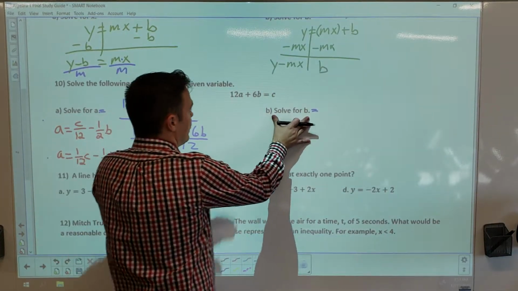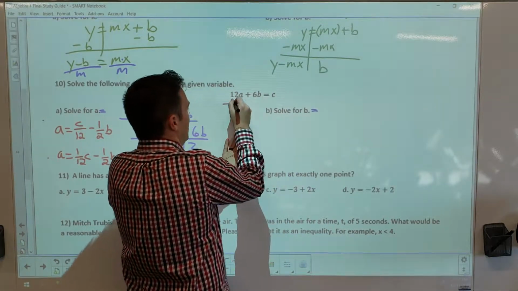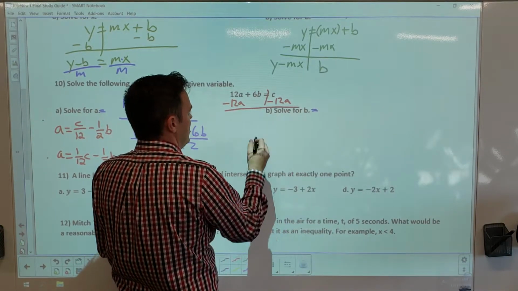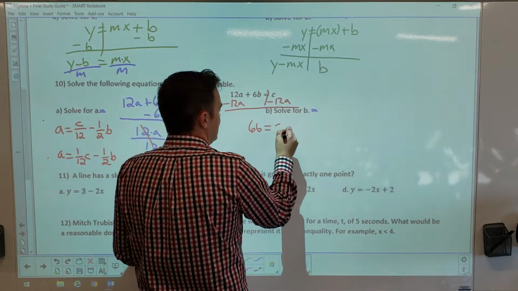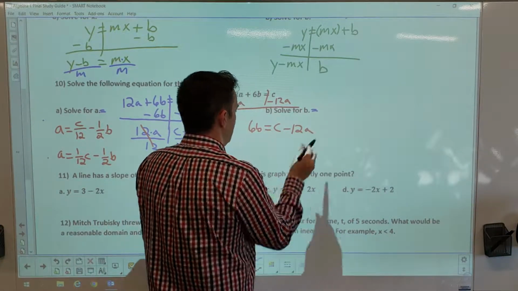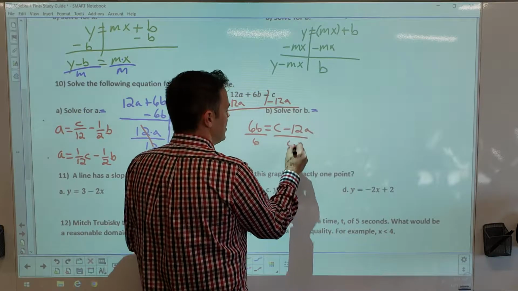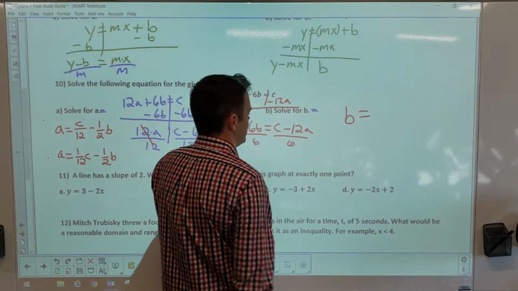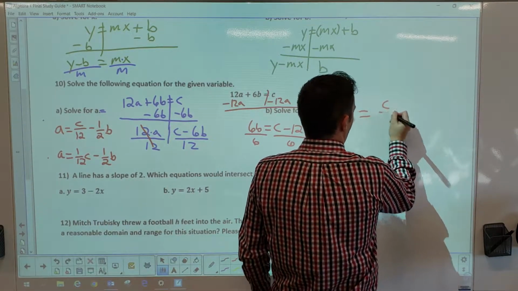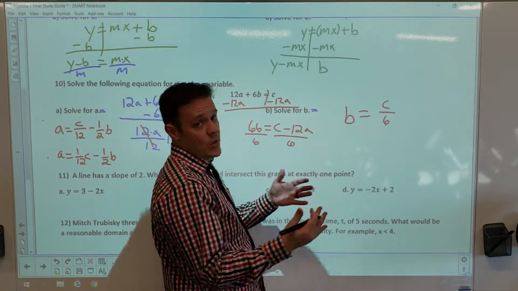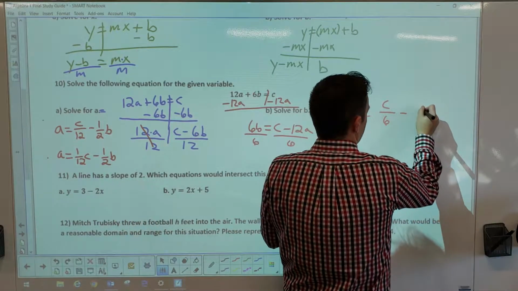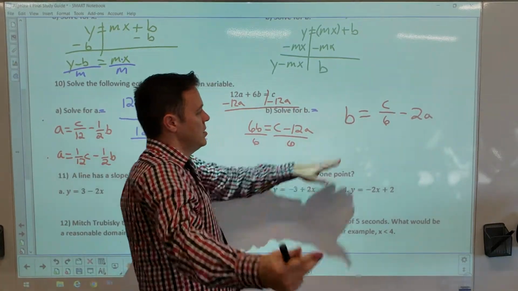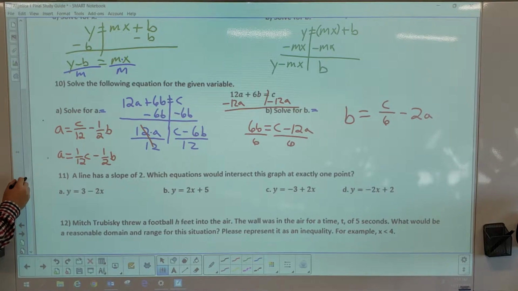And then solve for b here. So if I solve for b here, I'll just use the equation now. We're going to subtract 12a from both sides. All right, and then when you do that, you get 6b equals c minus 12a. Next step, divide by 6. Most of you know how to do this. Sorry, I get a little crazy with my 6's. It ends up with b equals c over 6, right? Or it'd be 1/6 c minus 2a, okay, because 12 divided by 6 is 2. There's your set.